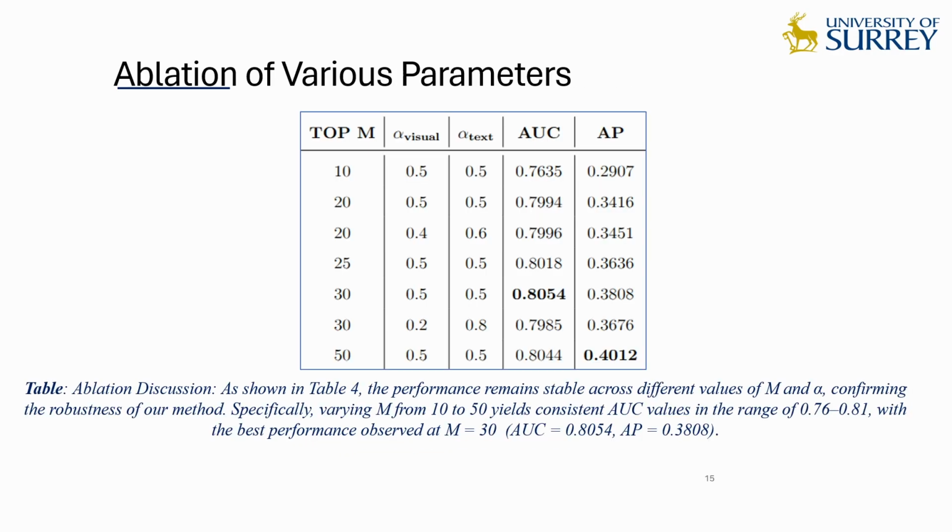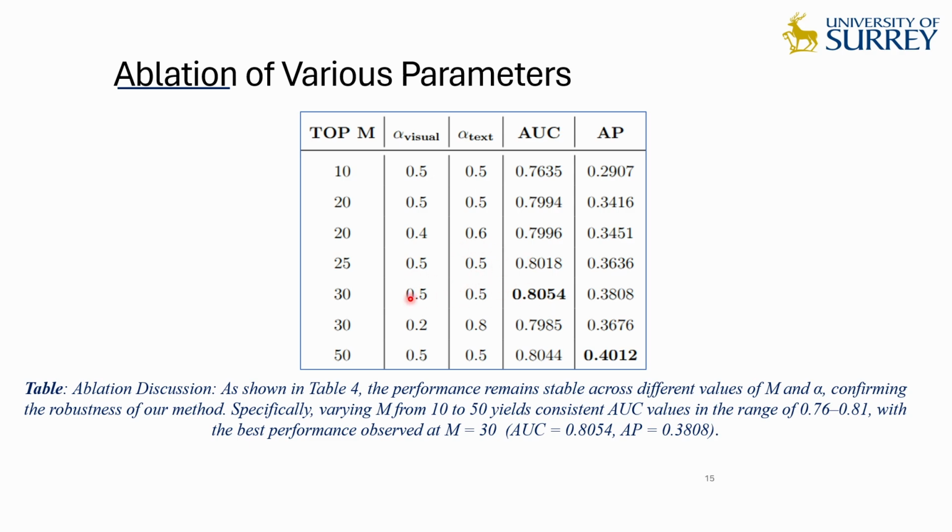This is the ablation of various parameters present in our refinement strategy. The first is the weights that we provide for the textual and visual information during the weighted sum, where we do this re-ranking.